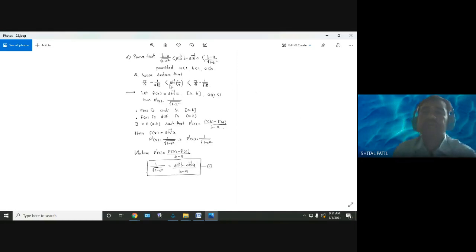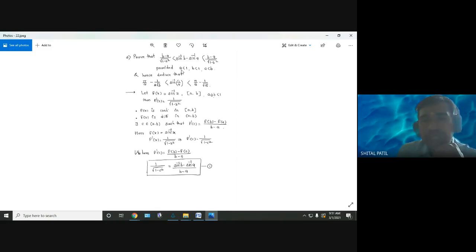The example is simple. See, to prove that B minus A divided by root of 1 minus A square is less than sin inverse B minus sin inverse A is less than B minus A divided by root of 1 minus B square. Provided A is less than 1, B is less than 1, and B is greater than A. And hence, we have to deduce this result.